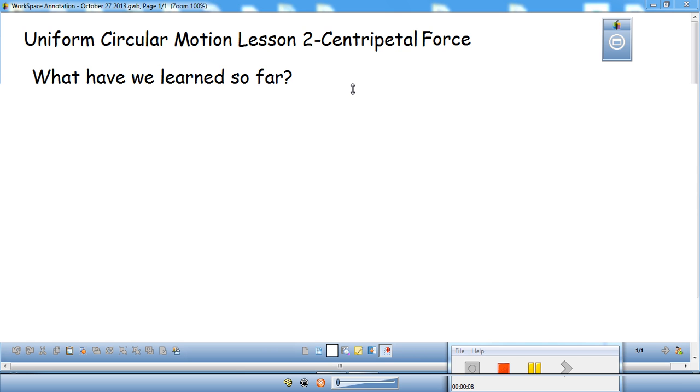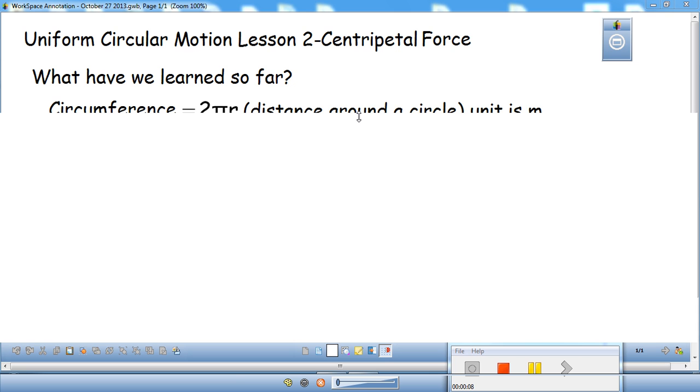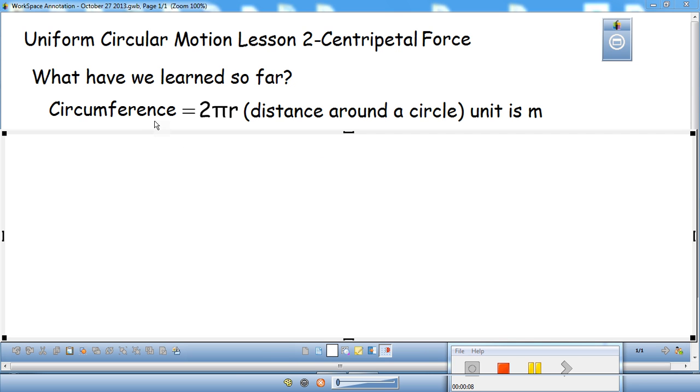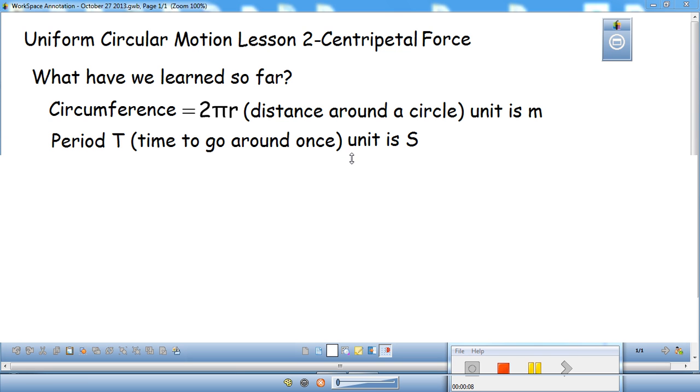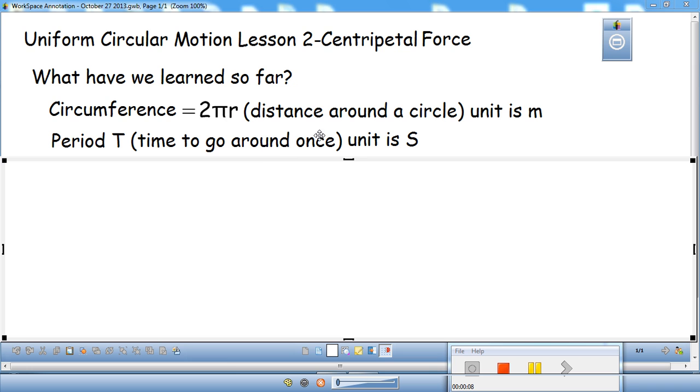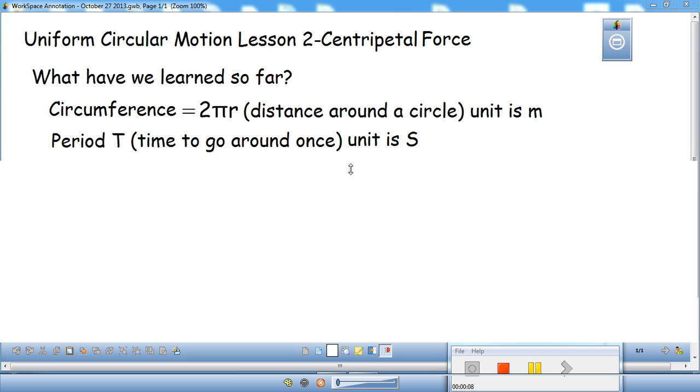So when we started uniform circular motion, we looked at when something goes around in a circle, we have to know the distance it goes. That's the circumference of the circle, which is 2 pi r, and the unit for that is meters. Then there's the period, the amount of time it takes to go around the circle. We call that T, and that is a unit of seconds.